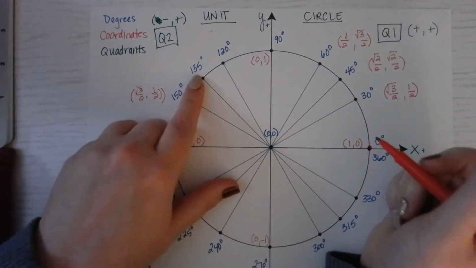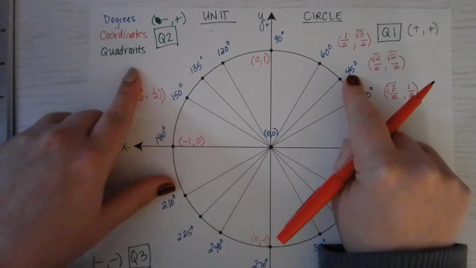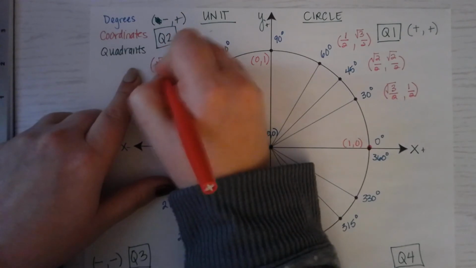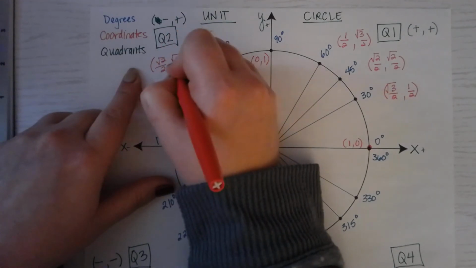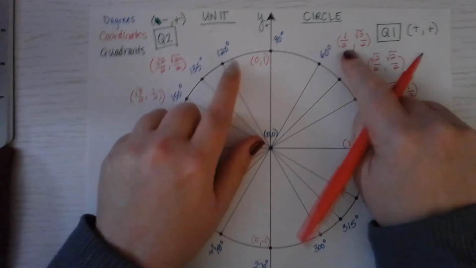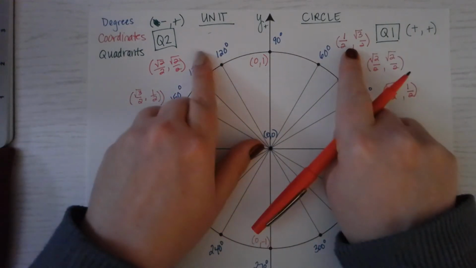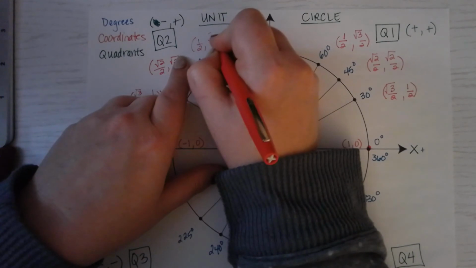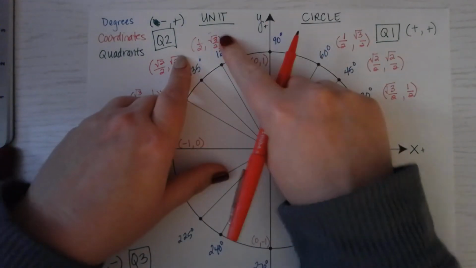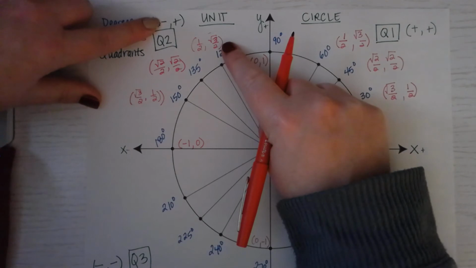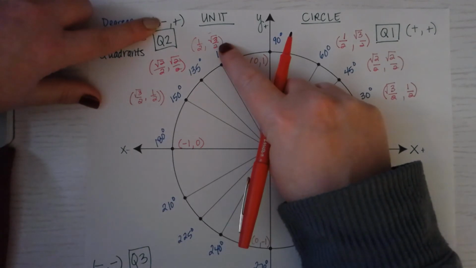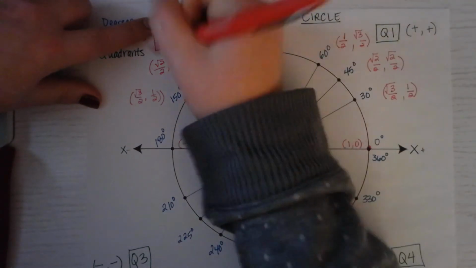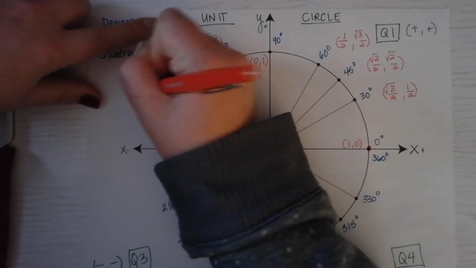I'm going to do the same thing for 135 and 45. Square root of 2 over 2, square root of 2 over 2. And then 60 and 120, same distance, same values, 1/2 and square root of 3 over 2. Now let's just verify my x value should be negative, my y value should be positive. So I'm just going to go through and make sure all my x values are negative.